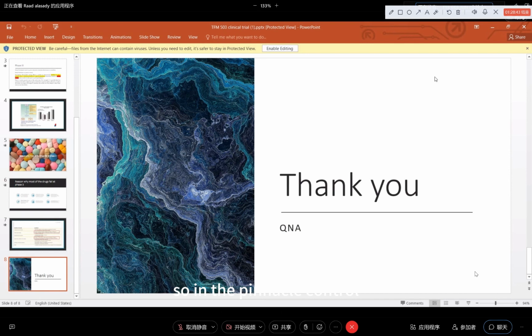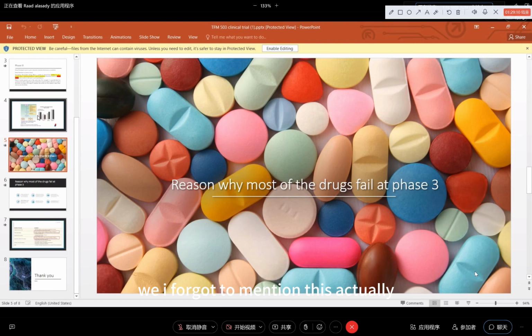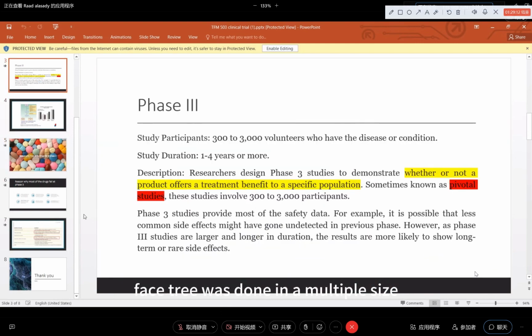In clinical trial phase 1 and phase 2, normally it's done at a single center. For example, if it's done in Penang General Hospital, that is where it's being done. What about phase 3 clinical trial? Is it done at only one location, or in multiple locations, or how does it go? Yeah, I forgot to mention this. Actually, phase 3 was done in multiple sites.